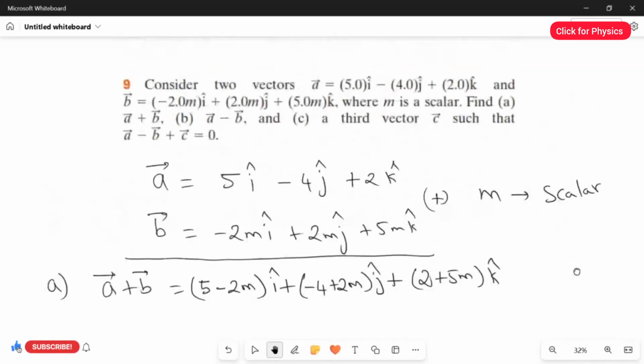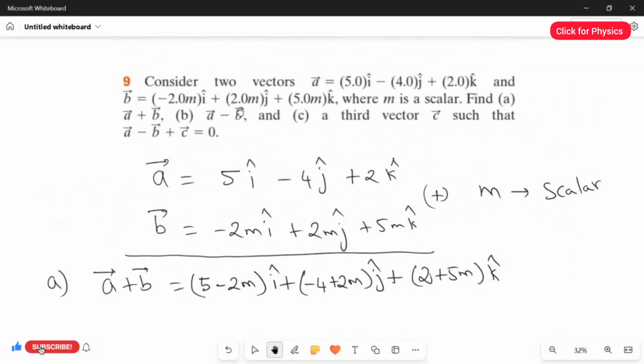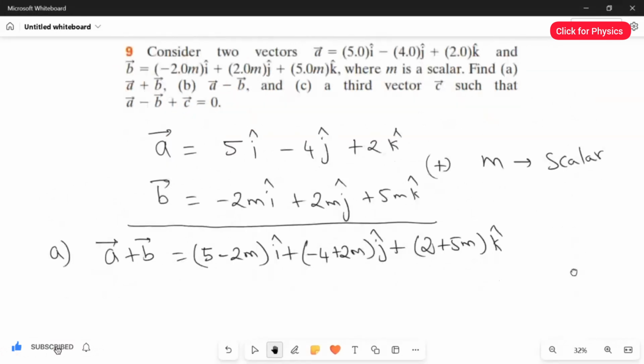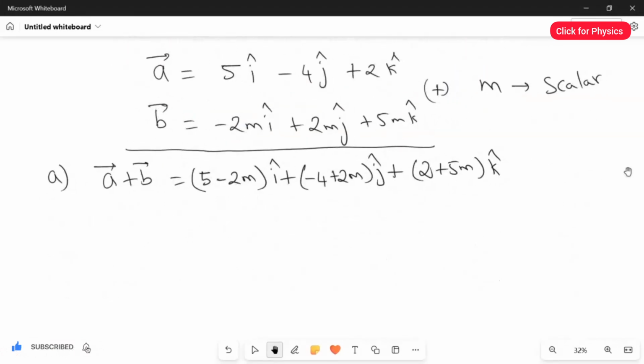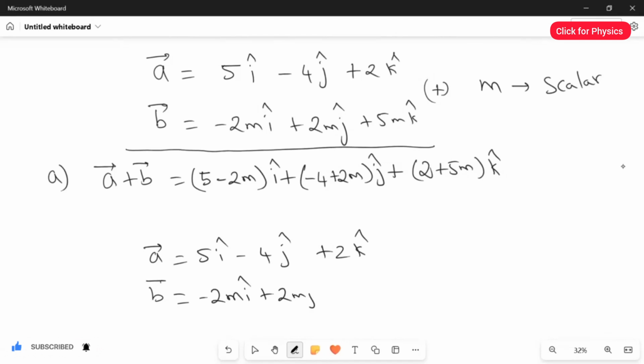Now we have to go for the second question, vector A minus vector B. So better I write the given again. Vector A is equal to 5 i cap minus 4 j cap plus 2 k cap, and then the B vector is equal to minus 2m i cap plus 2m j cap plus 5m k cap. And this time we are going to subtract.